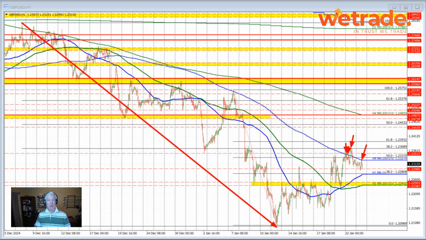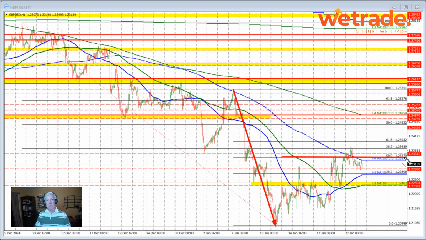I'll get all these arrows out of the way to show you right here. That's this 38.2 of this longer term move to the downside. Since then, the price had moved lower into the close and below the 100 bar moving average. We also moved below the 50% retracement of the January trading range, or the 2025 trading range. That level comes in at 1.2337. That's this level right here.